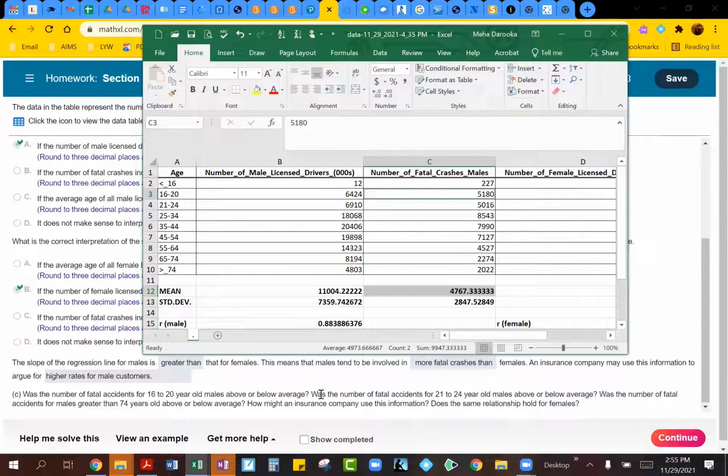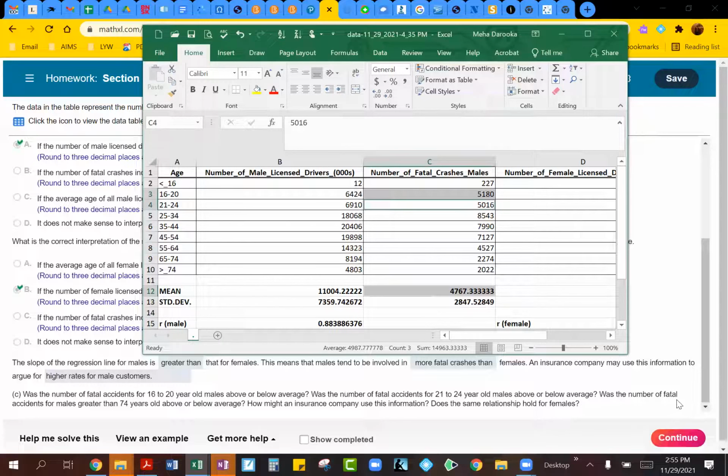The next one they're saying, was the number of fatal accidents for 21 to 24-year-old males above or below average? So 21 to 24 is this category right underneath. So still above average, right? Because that is more than the 4767 number you're seeing over here.